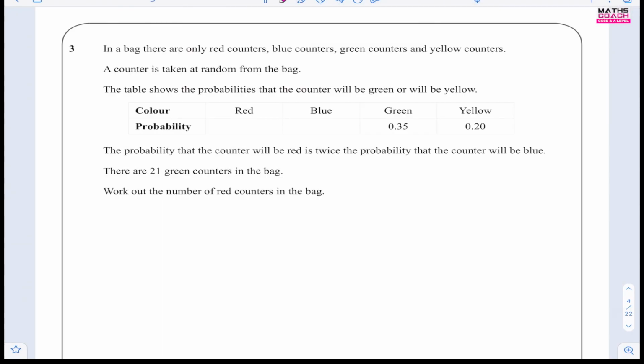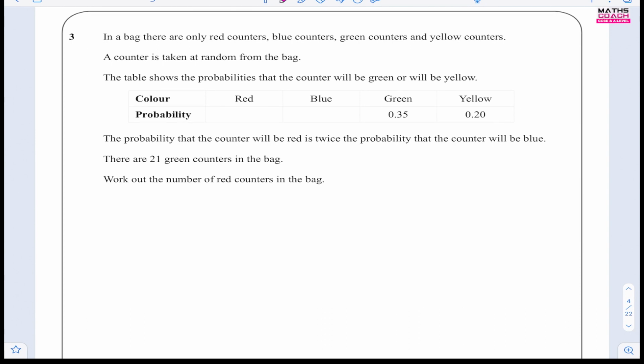Question 3. In a bag, there are only red counters, blue counters, green counters, and yellow counters. A counter is taken at random from the bag. The table shows the probabilities that the counter will be green or will be yellow. The probability that the counter will be red is 2 times the probability that the counter will be blue. So if we say x is blue, the red will be 2 times that, so therefore 2x.